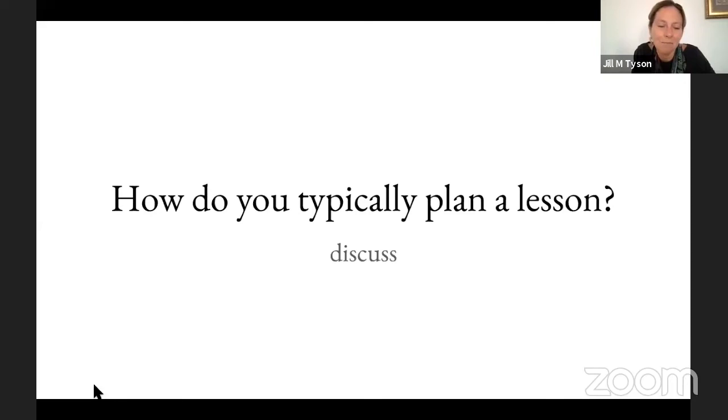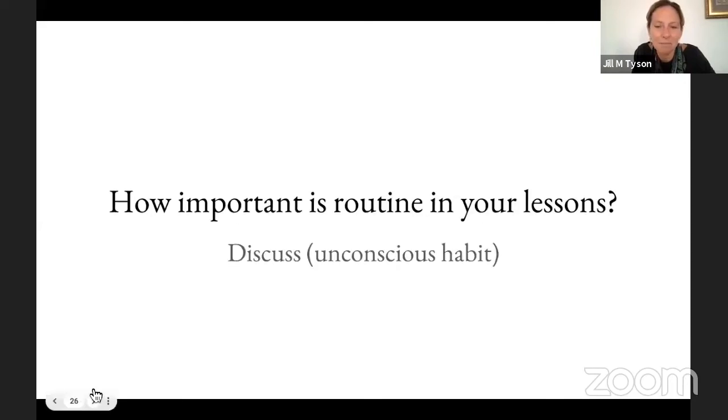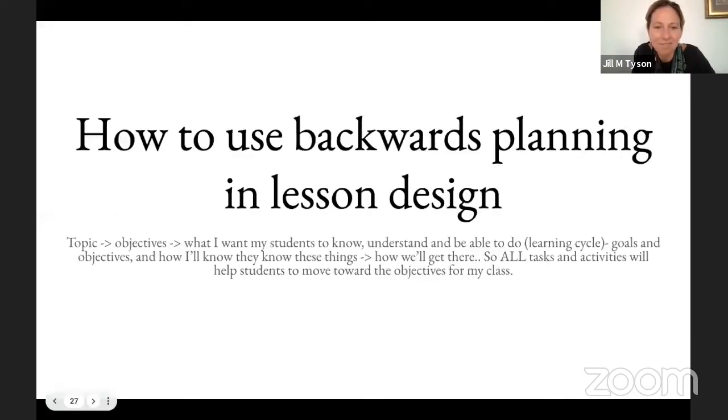But let's talk for a few minutes about backwards planning. So typically when we plan a lesson, we think about the objectives, then we think of these tasks, and then we have an exam. But with backwards planning, we do a couple of those steps a little bit backwards.